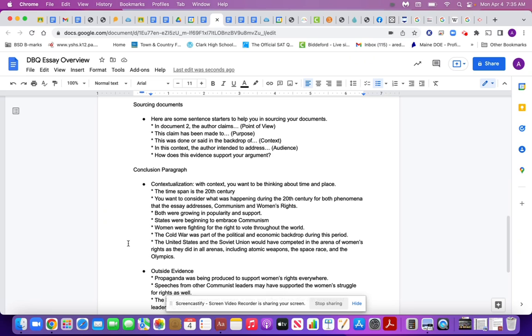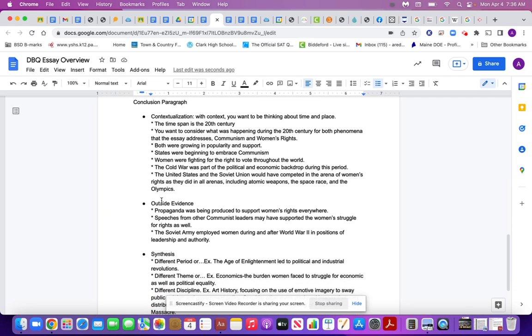As far as sourcing documents, we talked about some sentence starters to help you in sourcing your documents. In other words, in document 2, the author claims, and then write down what he or she claims. This claim has been made to, and then talk about the purpose. This was done or said in the backdrop of, and this hints at context. In this context, the author intended to address, who was the author's audience. And lastly, and most importantly, how does this evidence support your argument? So once you have sourced the document, you also want to talk about how this continues to support your argument.